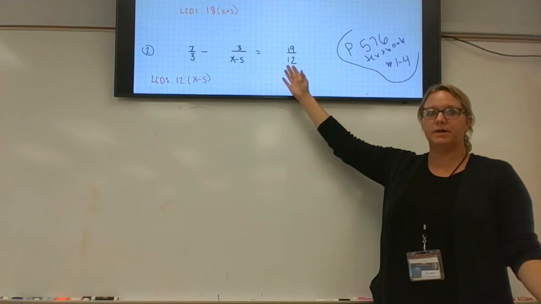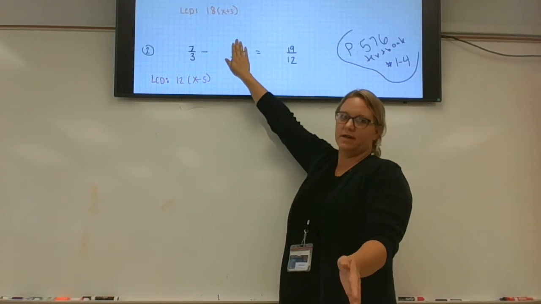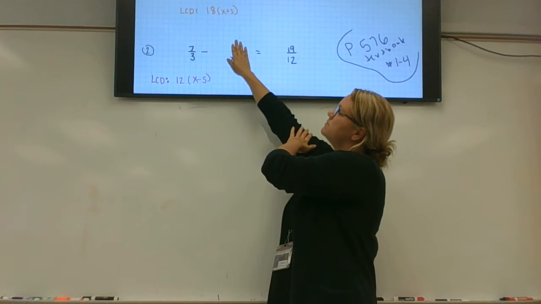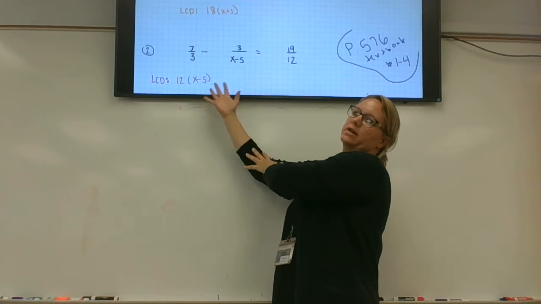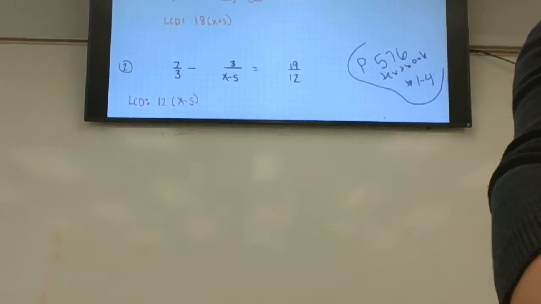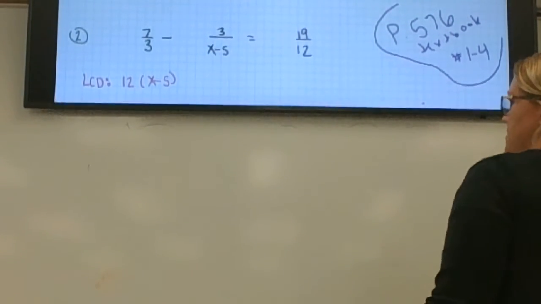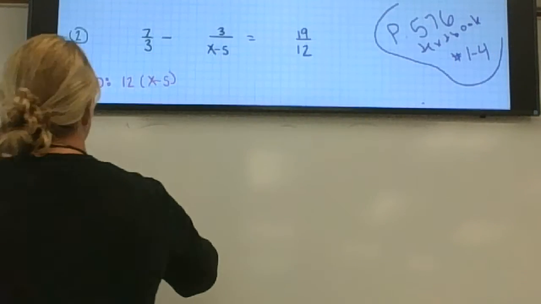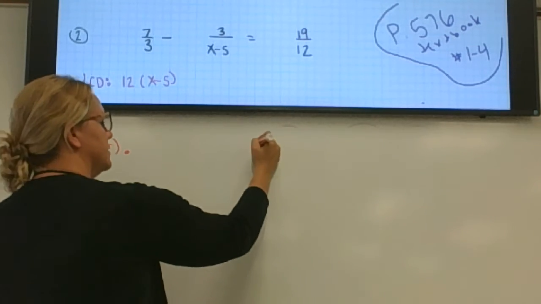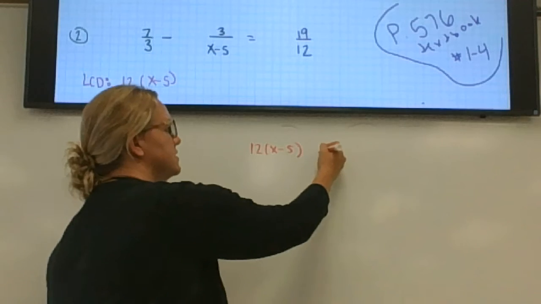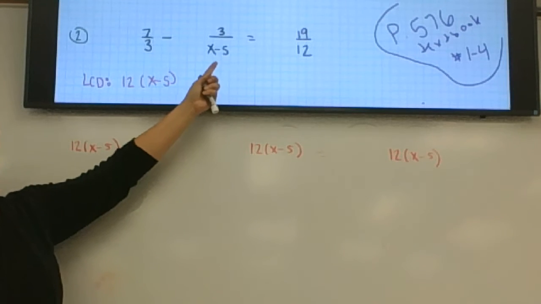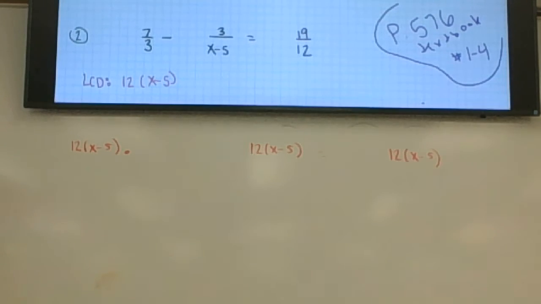Your LCD is a number that the numbers without x's can divide into. So 3 goes into 12 and 12 goes into 12. And then you also include anything with x's. Some of them are going to look way different. Some of them are going to have 2 parentheses. Some of them are going to have variables with exponents.